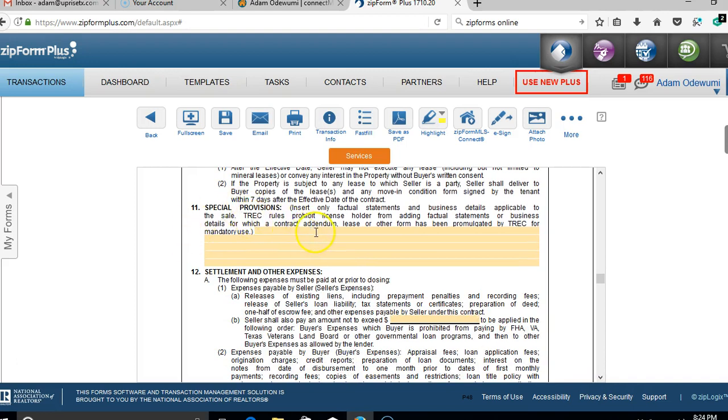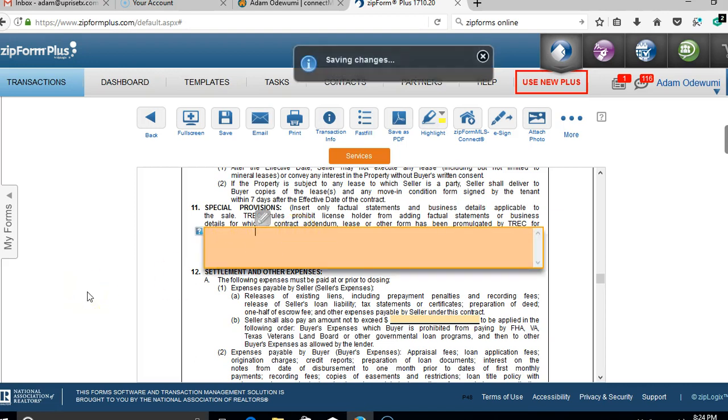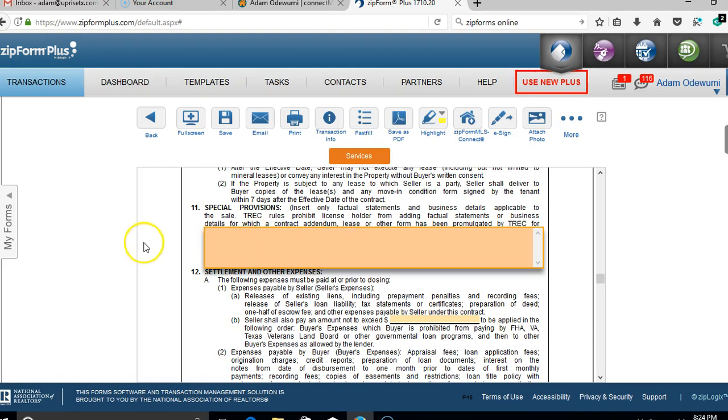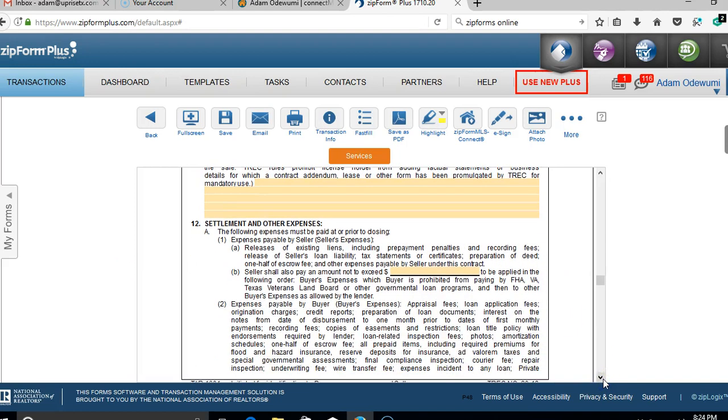Special provisions. This is where you put any main notes that we want everyone to be aware of. So for example, let's say it was a deal where we said buyer paying for all 2017 taxes. That's a note for everyone to know that the taxes, when the sale happens, aren't going to be prorated. The buyer is going to pay for them all, or something else. It's an important thing that you want to make sure everyone sees and notices.